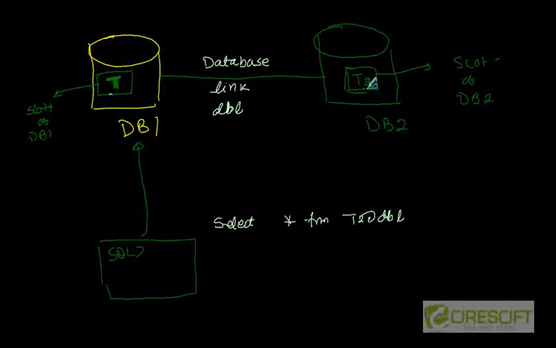Because this is the T2 table, right? So if I do select star from T2@dbl, then I'm going to get the data from T2. Remember, I'm still connected to this db1, but using the database link, I am getting data from another table. To extend our discussion, let's try to do some inserts.